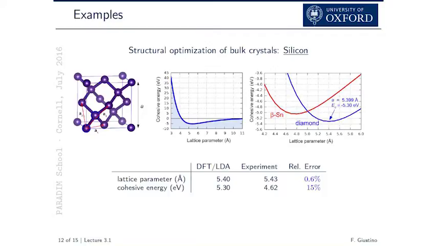So if you look at the beta-tin, what you realize is that at the minimum, when you find the equilibrium geometry, the energy is higher than here. Therefore, we can tell that the diamond structure is the most stable in silicon.